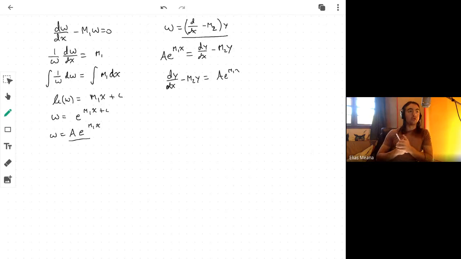And of course, when we're using integrating factors, we have to multiply by mu. But mu is just going to be e to the power of the integral of p of x, which p of x in this case is just minus m2. Okay, everybody follow that?